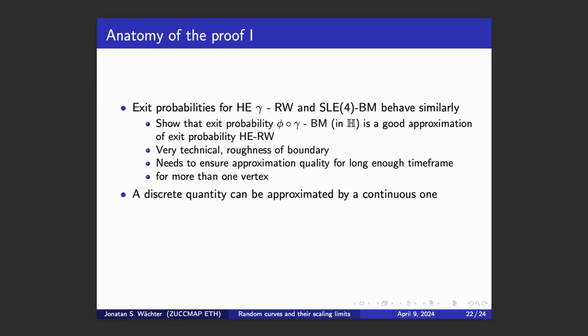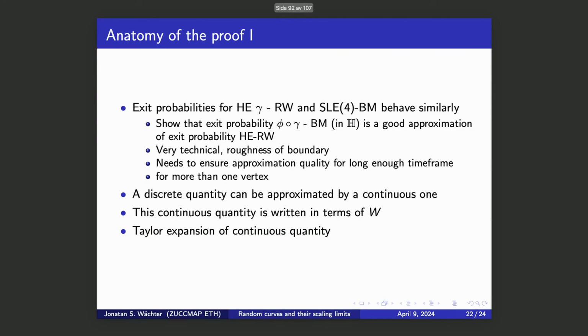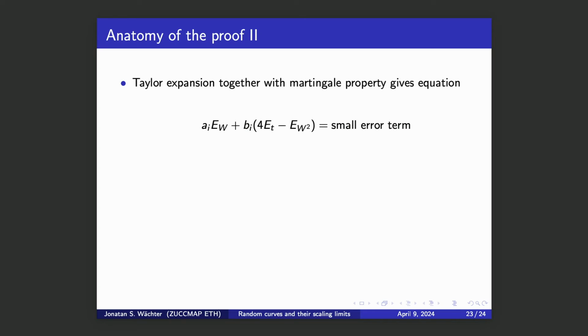So this exit probability for a Brownian motion turns out to be a nicely behaved harmonic function. And it can also be written in terms of this driving process. And for continuous functions that are also differentiable, we can use Taylor expansion. And this leads to an equation of this form. This sort of pops out from the Taylor expansion. So again, we use a qualitative correspondence between these exit probabilities. We make a good enough approximation, and then we approximate the approximating quantity by this Taylor expansion.